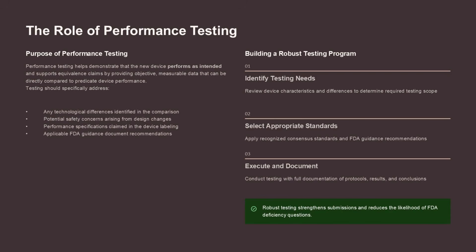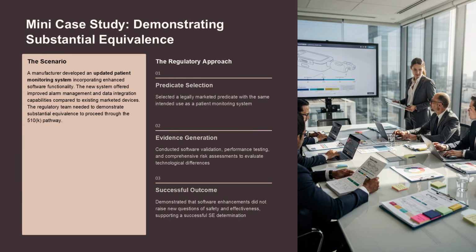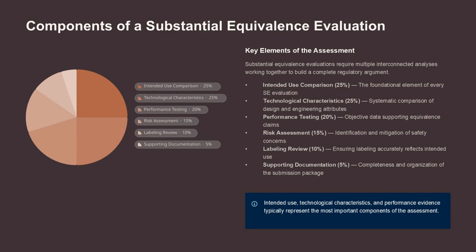Performance testing demonstrates that new devices perform as intended and supports equivalence claims. A strong equivalence narrative connects technical data to a logical argument for FDA review, guiding positive determinations. A case study demonstrates substantial equivalence through predicate selection, evidence generation, and successful outcomes. Substantial equivalence evaluation involves interconnected analyses of intended use, technological characteristics, performance testing, and more.